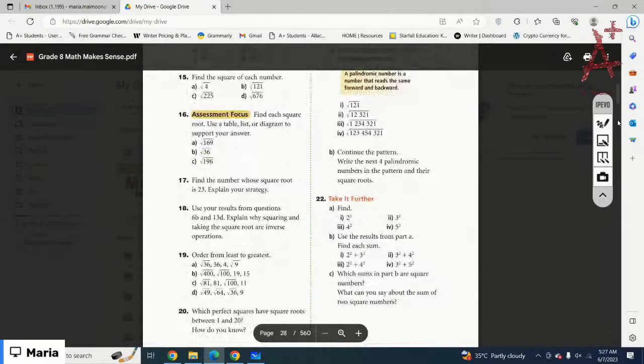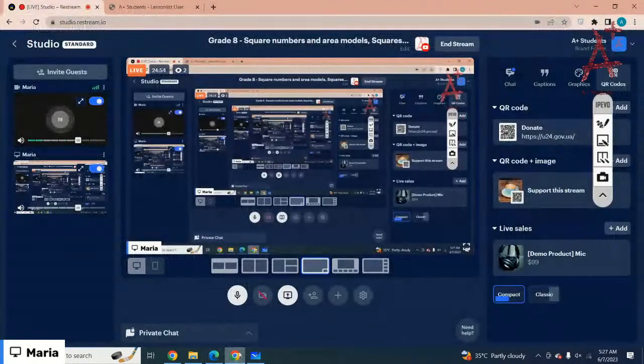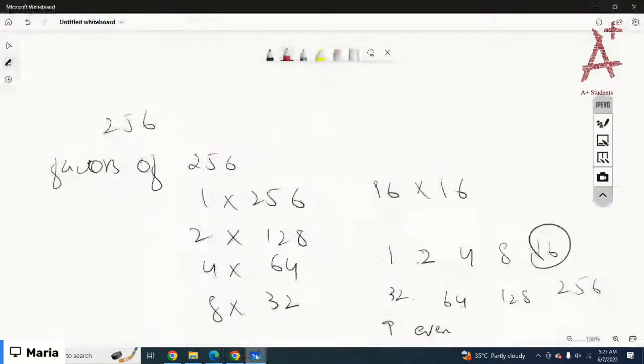Okay, find the number whose square root is 23. Explain your strategy. Question number 17. Let's just see if 23 is the square of any number. Okay, let's make the factors of 23.